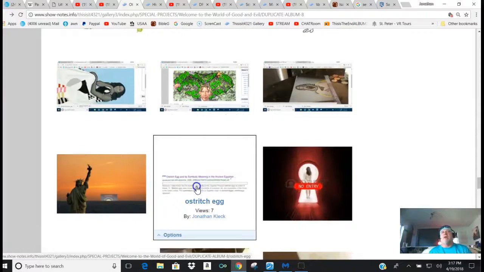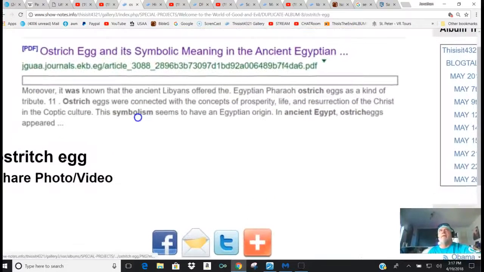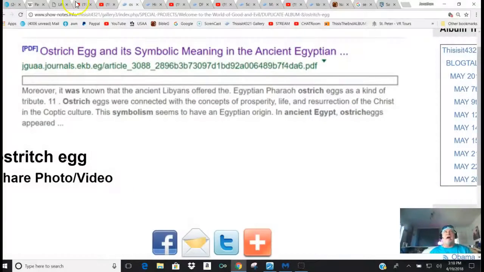Because let me show you what the ostrich egg means in Egyptian theology, because it's kind of important. Ostrich eggs and their symbolic meaning in ancient Egyptian theology. Moreover, it was known that ancient Libyans offered the Egyptian pharaoh ostrich eggs as a kind of tribute. Ostrich eggs were connected with the concept of prosperity, life, and the resurrection of the Christ in the Coptic Egyptian religion. Wow. So the ostrich egg represents the resurrection of their Christ.